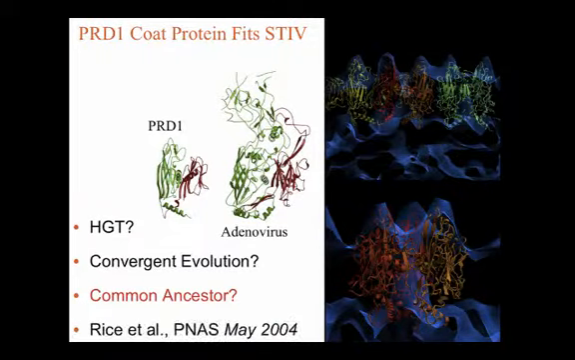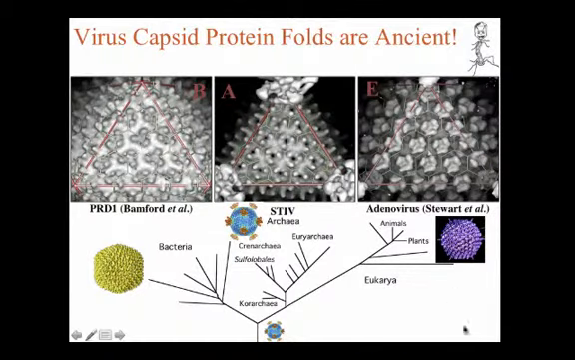We published this a couple of years ago, but basically it's a little bit easier to see this way. We've got viruses that infect bacteria that have this kind of structure, viruses that infect eukaryotes that have this kind of structure, and viruses that infect archaea that look like this kind of structure. Well, if they did have a common ancestor, it's probably infecting a common ancestor of bacteria, archaea, and eukarya, probably billions of years ago. So that's great, but it's really indirect evidence.